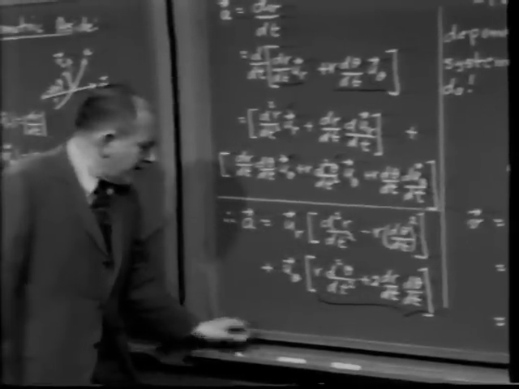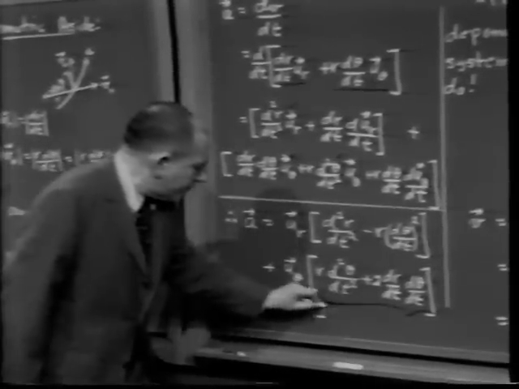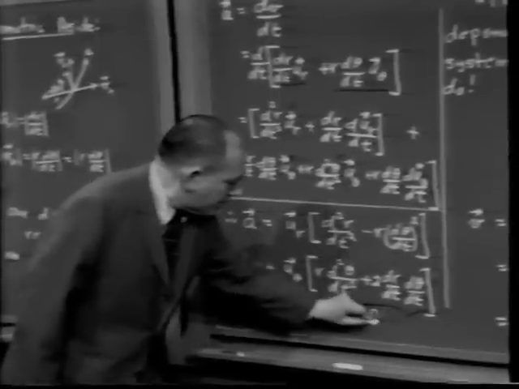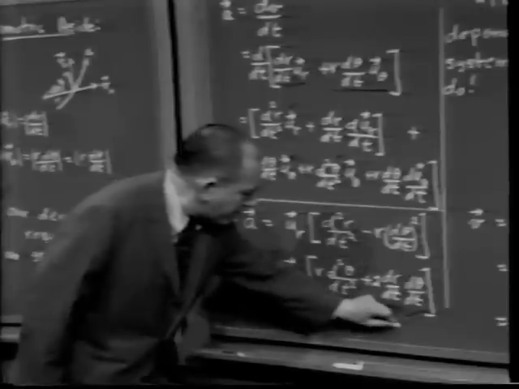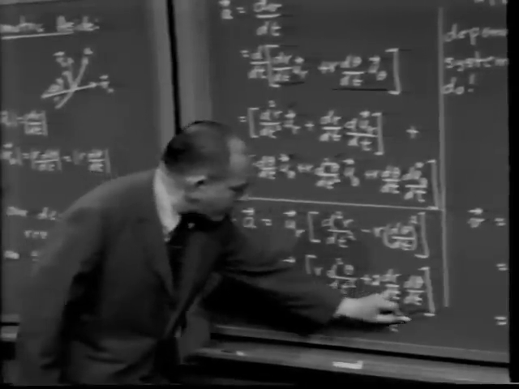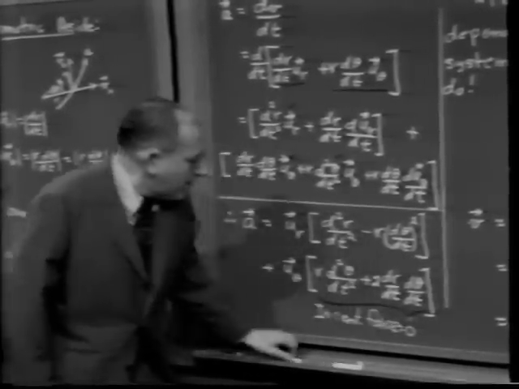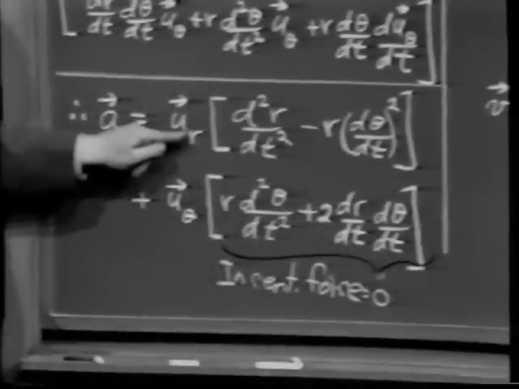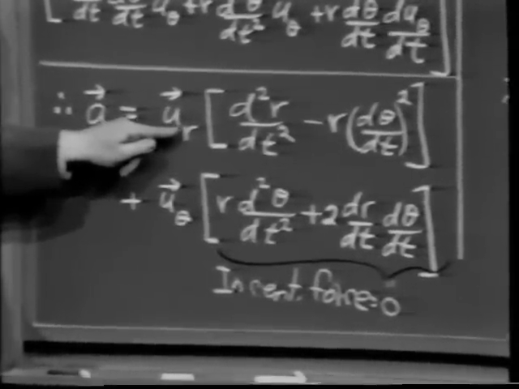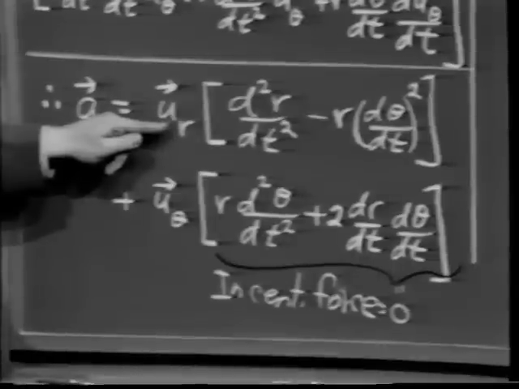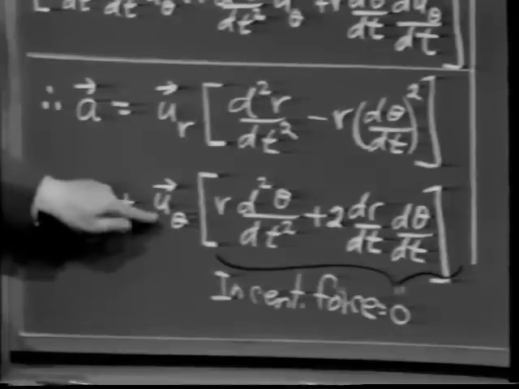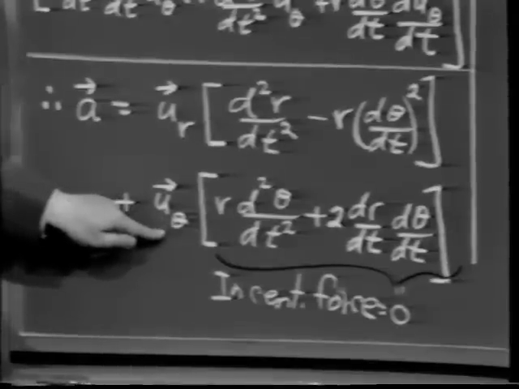And the interesting thing is that in a central force situation, this expression is 0. See, central force means what? That the force is in the radial direction. That means all of the acceleration, if you're using Newtonian physics, F equals ma, all the acceleration is in the direction of u sub r. Therefore, the component in the direction of u sub theta must be 0.